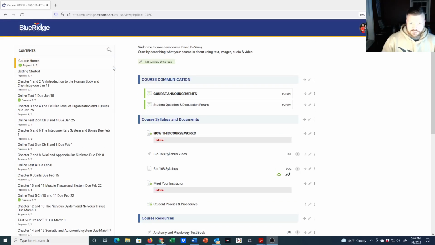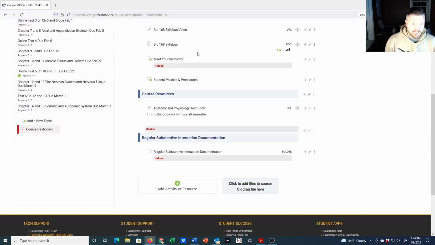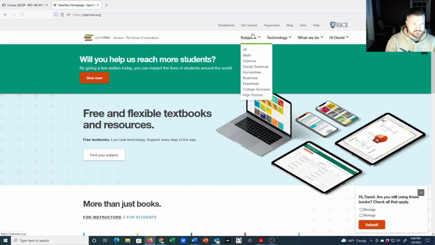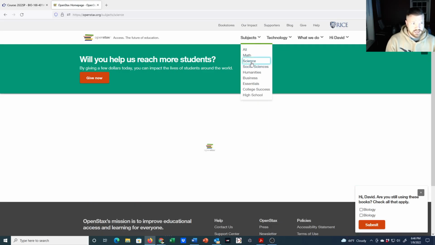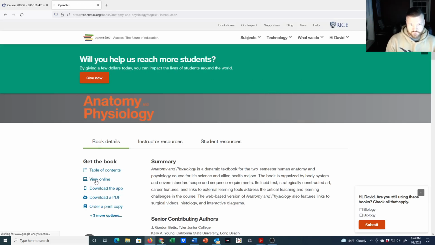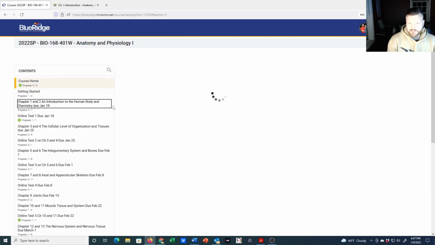So I wanted to also just reiterate where you can find the textbook. If you go to the course home and scroll down under course resources, there's the Anatomy and Physiology textbook. Or you can simply go into Google or wherever and just type in OpenStax Anatomy and Physiology, or even just OpenStax, and then follow the subjects to science, and it's usually one of the first ones that pop up, right? So there's Anatomy and Physiology and view online. That's one of the easiest ways to get to it, and so you can always go there or just search it. Super easy.